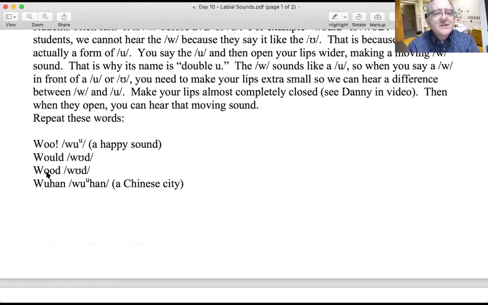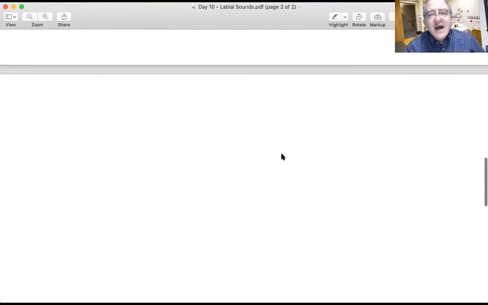And here's a wood. This is meaning a tree. Wood. Same sound. Wood. Now here's the famous city in China. Wuhan. Okay, Wuhan. That's the W-U sound. All right, we'll stop there.